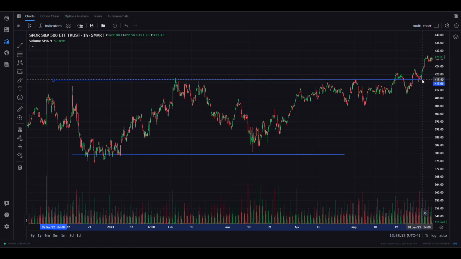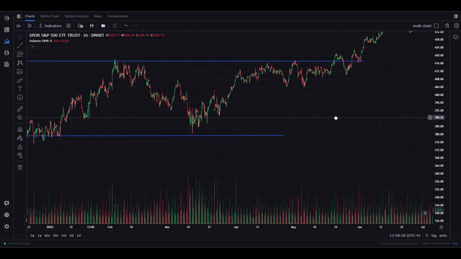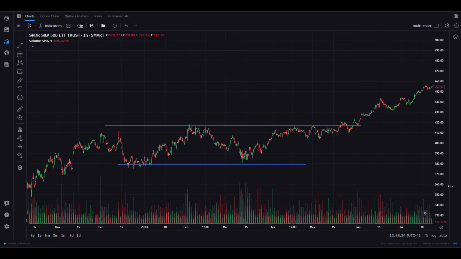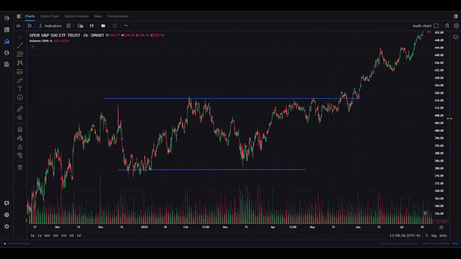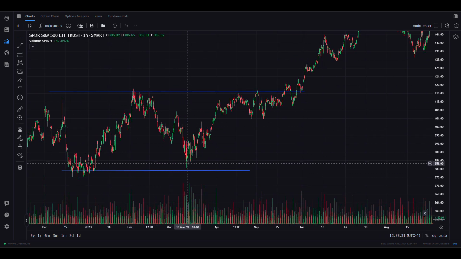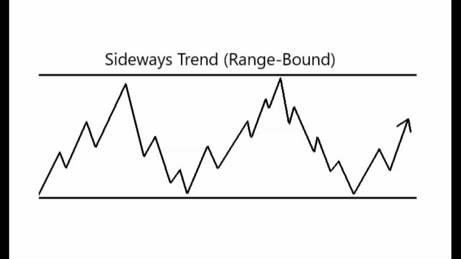Recognizing a sideways trend is important for traders because it helps them adjust their strategies accordingly. Instead of expecting big moves in one direction, traders may adopt range-bound strategies that capitalize on smaller price fluctuations within the range. By understanding how sideways trends work and using the right tools, traders can navigate the markets effectively and make decisions that align with the current market conditions. Example: in a sideways trend, the price of the asset bounces back and forth within a horizontal channel.